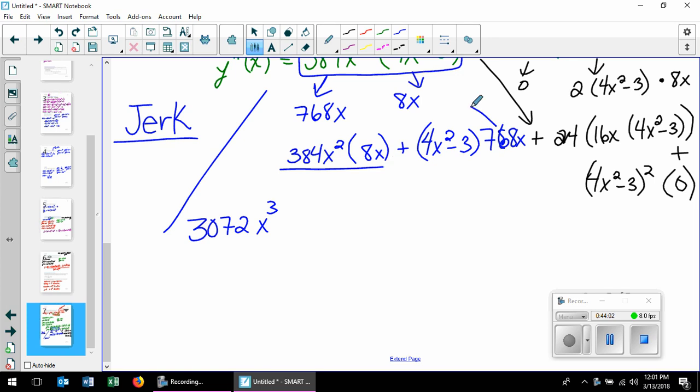Now I'm going to multiply this into here and into there. So 768 times 4 is going to give me plus 3,072 again, x cubed. Oh my goodness, there's two of them. Minus 2,304 x. Now we said that this went away because it's times 0.